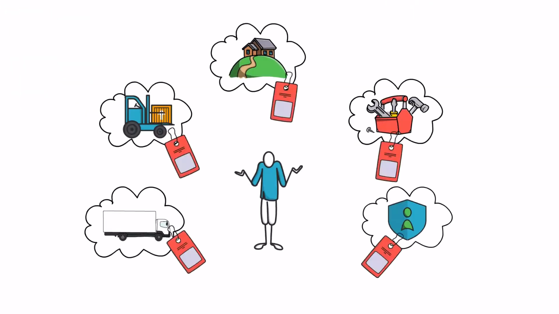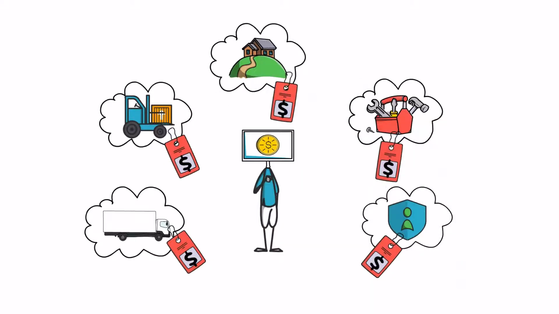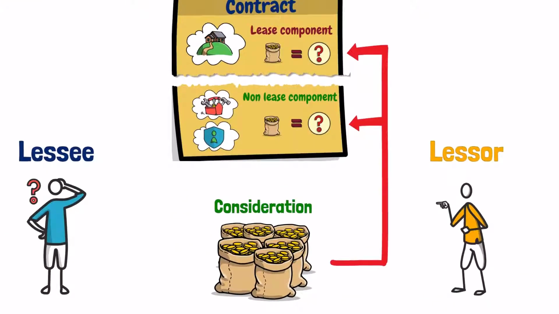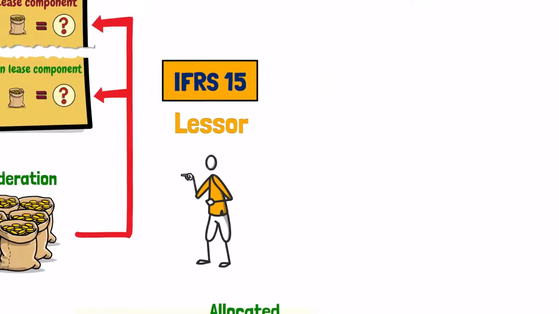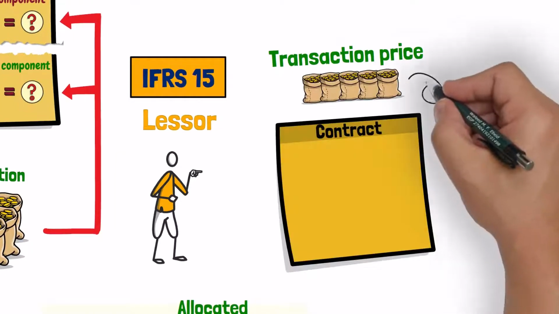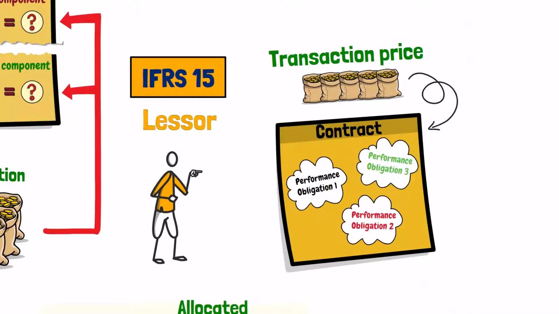If a standalone price is not readily available, the lessee shall estimate the standalone price, maximizing the use of observable information. As for the lessor, the consideration in the contract is allocated by applying the guidance in IFRS 15 for allocating the transaction price to performance obligations in the contract.